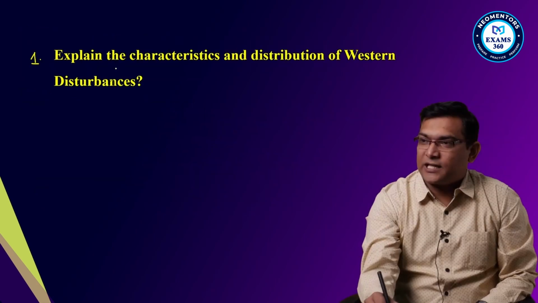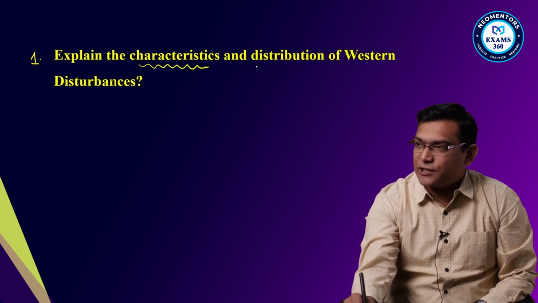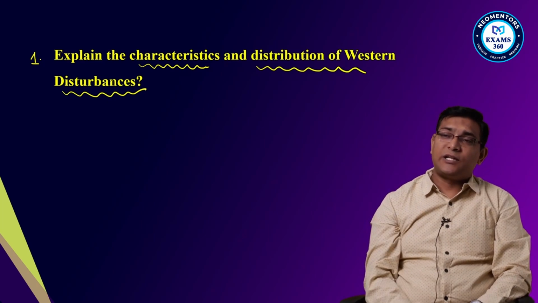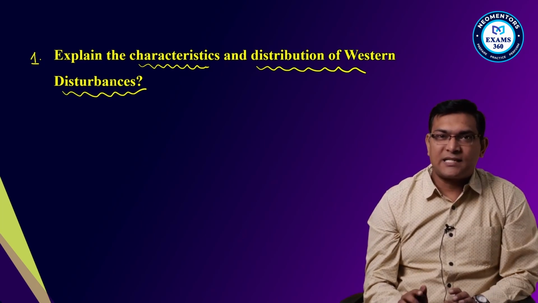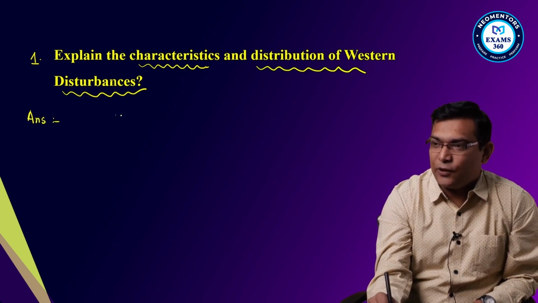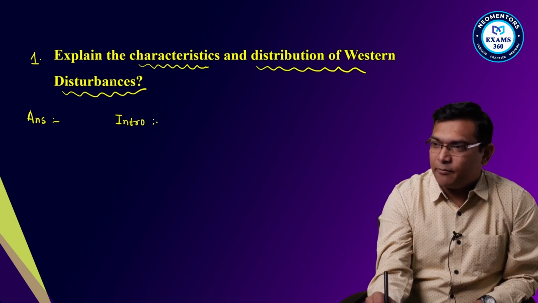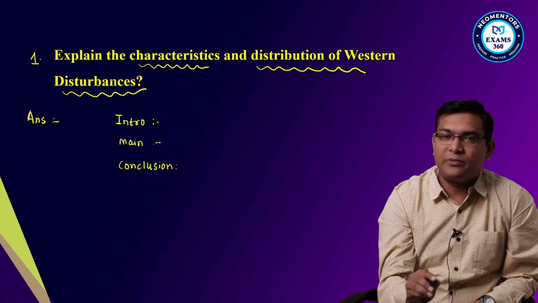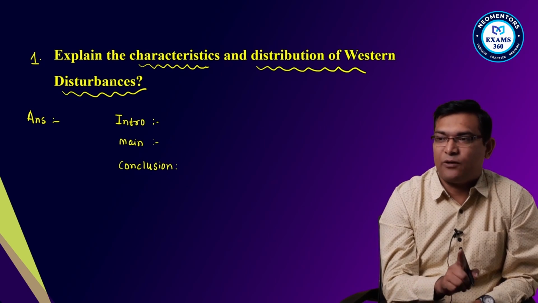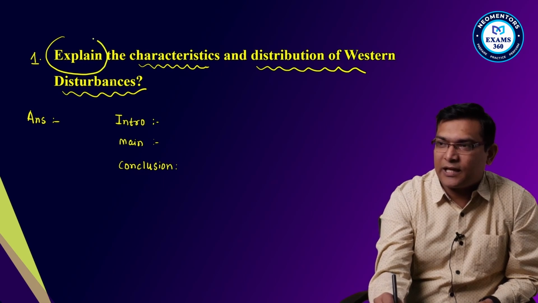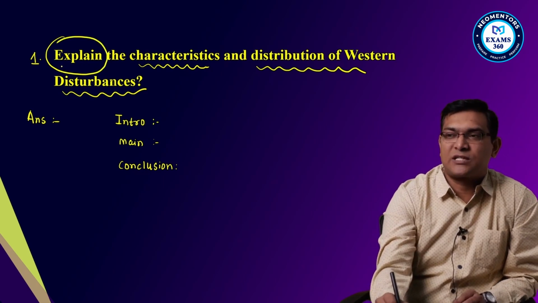What is the next question? Explain the characteristics and distribution of western disturbances. Let us first see how to write this answer. How to write this answer? What should be in the introduction, what should be in the main body, and what should be in the conclusion. So three things we are going to see. What will be there in the introduction, in the main body and in the conclusion. See, what is the question here? Explain the characteristics and distribution of western disturbances.